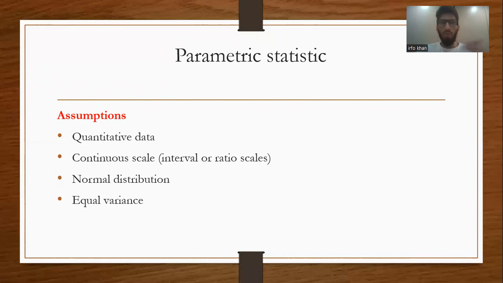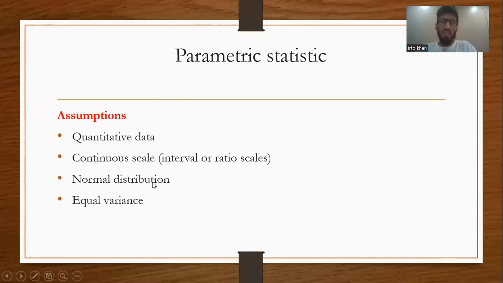Okay, so for the first two, we can just look at the data and identify whether the data is quantitative and whether it is continuous, ratio or interval. But the normality of the data cannot be assessed just by looking. It must be confirmed by some statistical tests. I also made one video on how to check normality of the data, which is present on the playlist, so you can find it there.